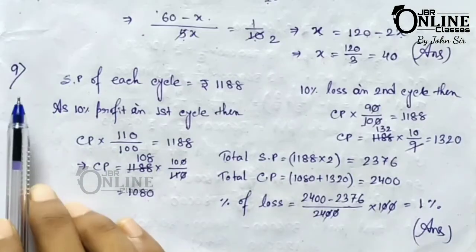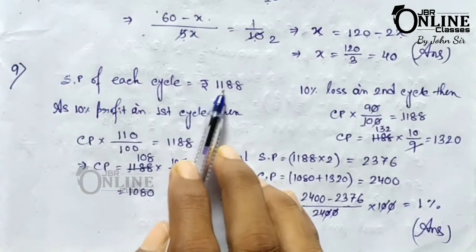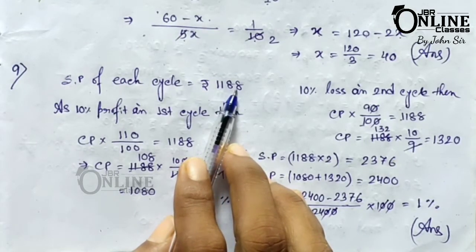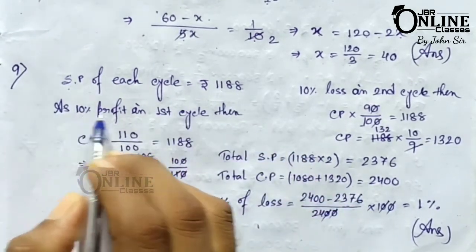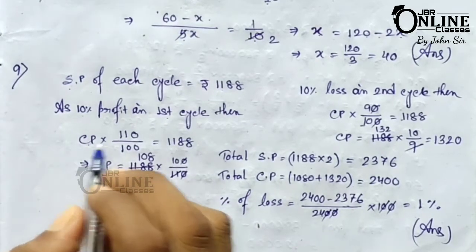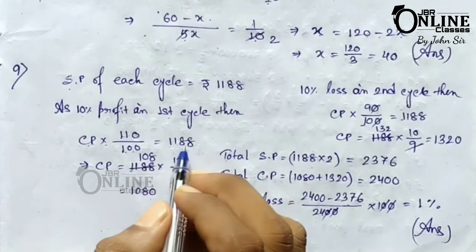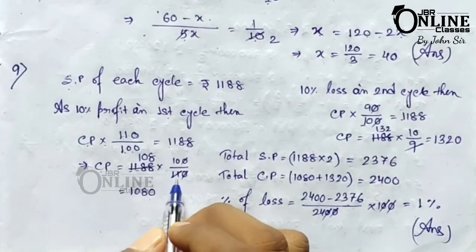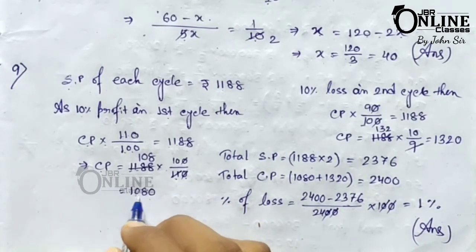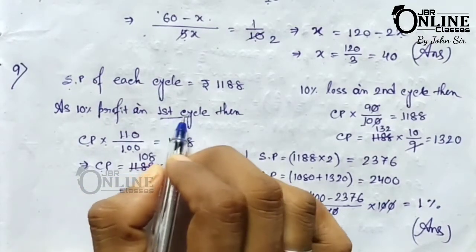Now sum number 9. In sum number 9, a trader sells 2 cycles at rupees 1188 each, gaining 10% on the first cycle, losing 10% on the second cycle. So here SP equals 1188. Then as per 10% profit, that means CP into 110 divided by 100 equals 1188. It's given. So CP equals 1188 into 100 by 110, and that equals 1080. So 1080 is the CP of the first cycle.